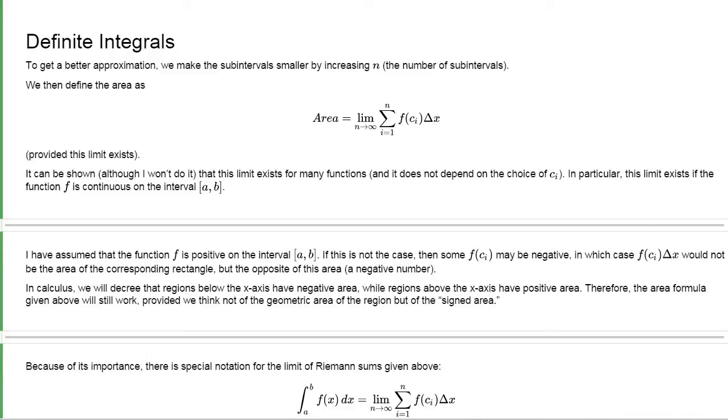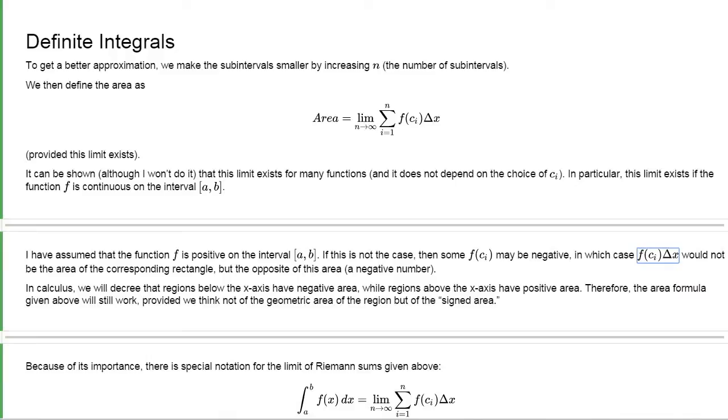Now in this whole discussion I assumed that the function f was positive, so it was above the x-axis on the whole interval from x equals a to x equals b. If that's not the case, then in this limit, some of these f values, f of c sub i, will be negative. And then you would get this quantity, f of c sub i times delta x, that's supposed to be the area of the rectangle.